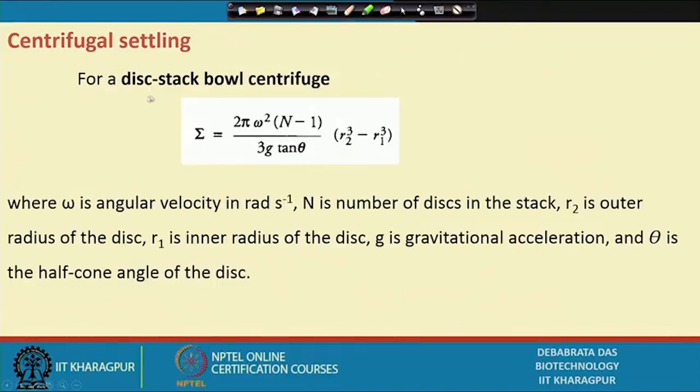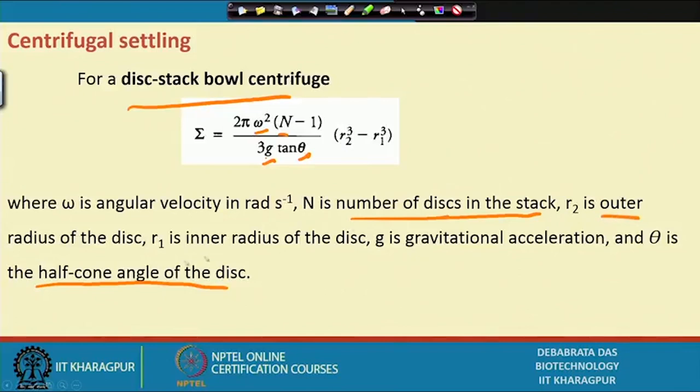Now, for the disk stack bowl centrifuge, we have this equation: sigma equals 2π ω² (n−1) ... 3g tanθ. Omega is the angular velocity, n is the number of disks in the stack, g is the acceleration due to gravity, and theta is the half cone angle of the disk. R2 is the outer radius of the disk, and R1 is the inner radius of the disk.